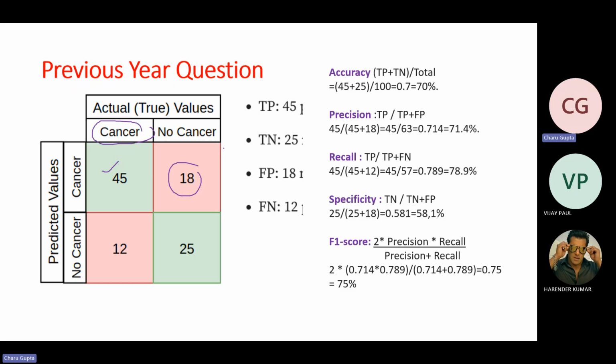So the true positive here is 45. True negative is 25. So accuracy will consist of these two values. Total is 100. If I add all these values, I will get 100. So accuracy is TP plus TN, the first and the fourth ones. We will add the first and fourth and divide by 100. So the accuracy is 70%.